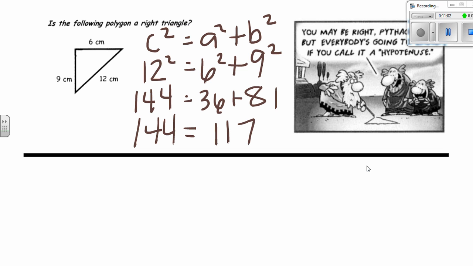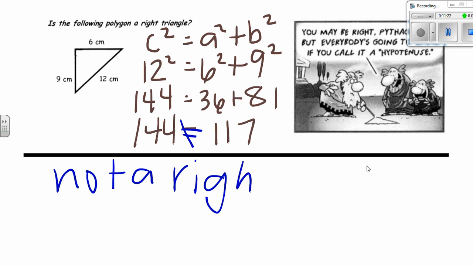So because both of these are not equal, this is not going to be a right triangle. It may look like one, but in actuality, it is not, because our left-hand side of our equation is not equal to the right-hand side of the equation. So in cases like this, we would say not a right triangle. Now, had one side been 144 and the other side had been 144, then yes, that would have created a right triangle.